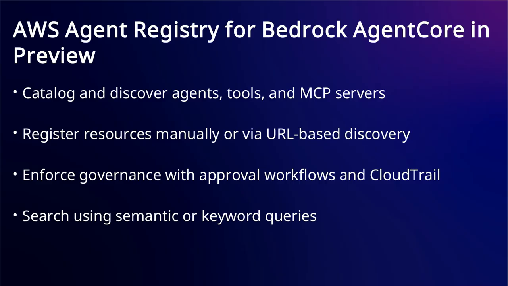You can register resources manually or via URL-based discovery, which automatically retrieves metadata from live endpoints. You can enforce governance with approval workflows and CloudTrail, allowing administrators to review records before they become discoverable and maintain audit trails of all access. You can search using semantic or keyword queries, enabling developers to find agents by describing use cases in natural language. The registry supports IAM and OAuth-based access control and is available in preview in 5 regions.